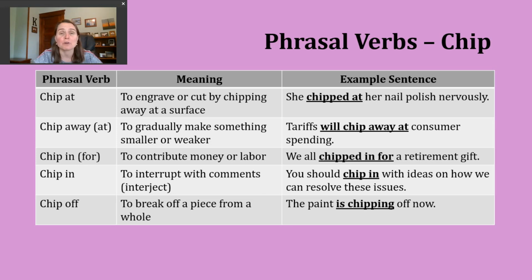The last phrasal verb we'll discuss is to chip off. This can mean to break off a piece from a whole or entire thing. An example of this: the paint is chipping off now. So we could be describing a piece of furniture, or we could be describing a wall, but little pieces are likely breaking off from that entire object or thing.